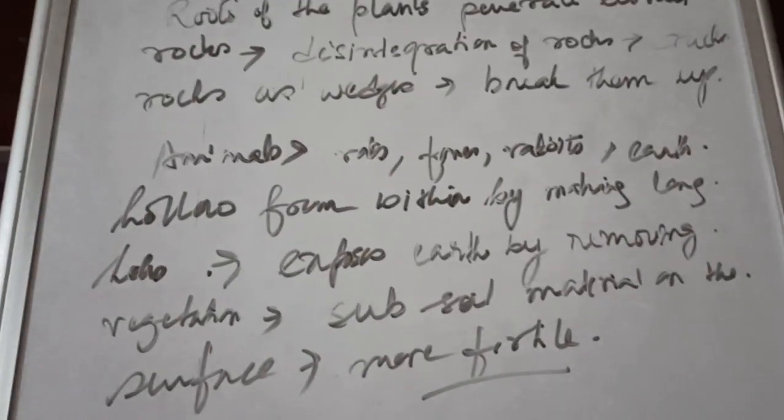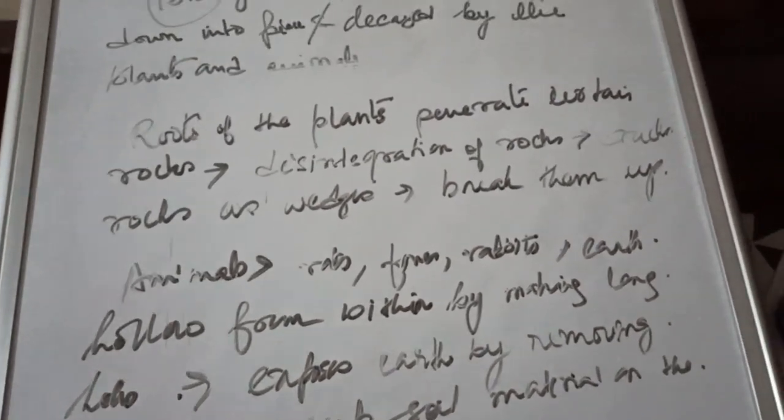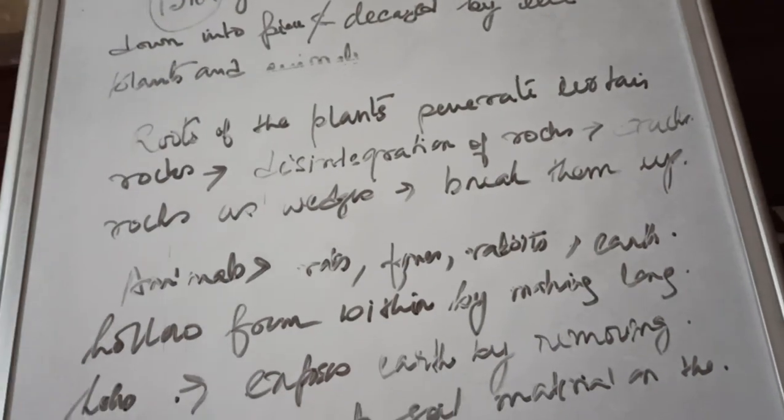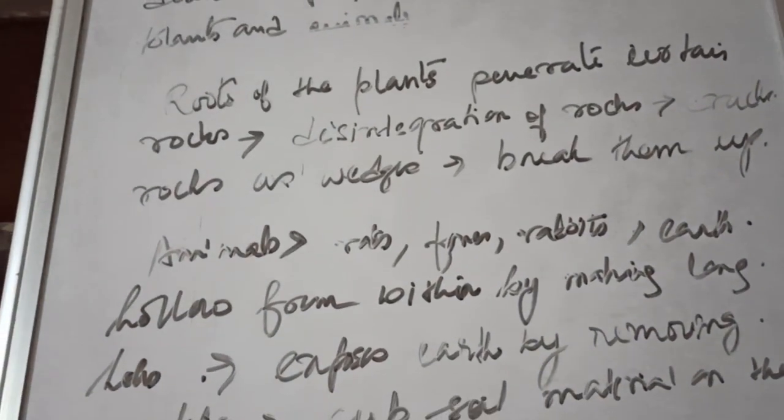So these are the two processes by which biological weathering is done. One is by the action of the roots and another by the action of the animals. Okay, so this is the end of this video.